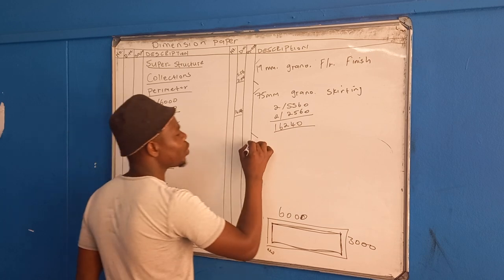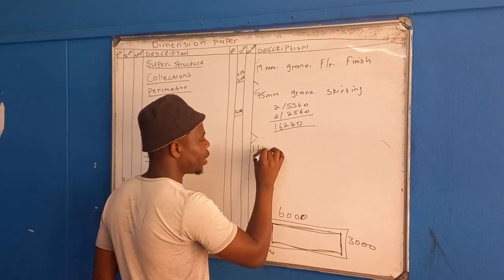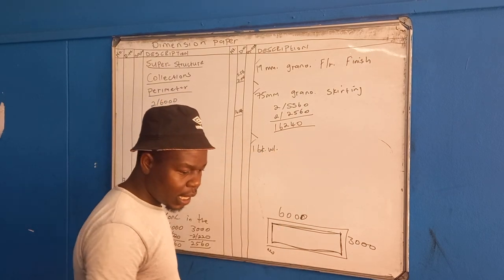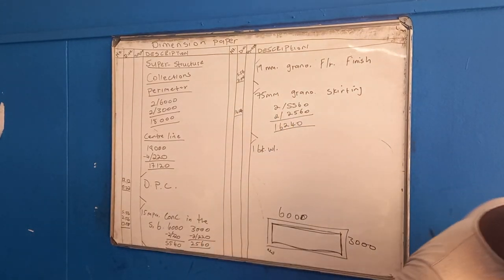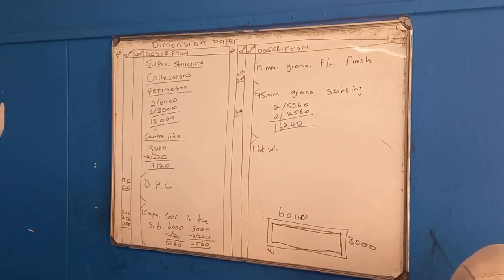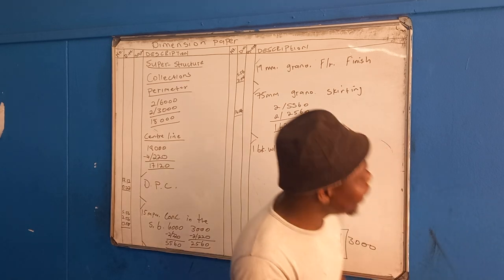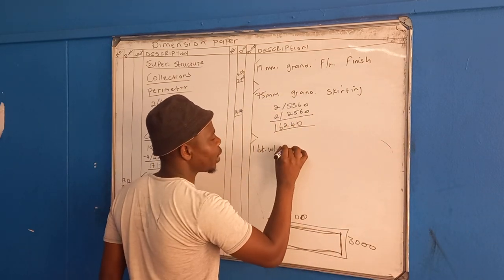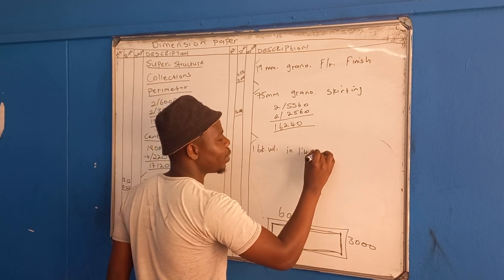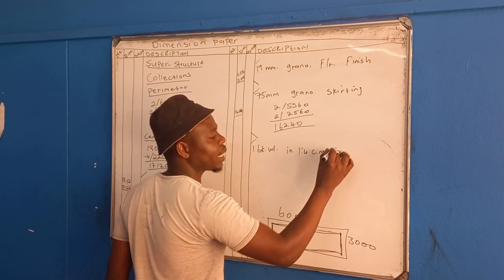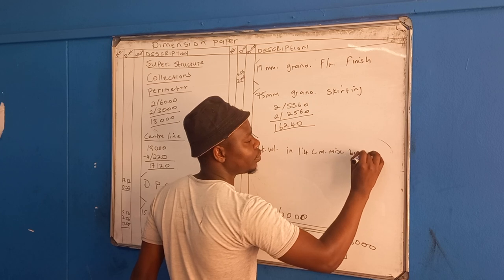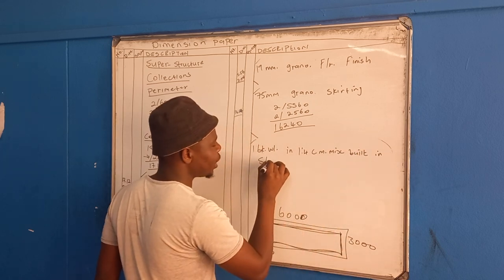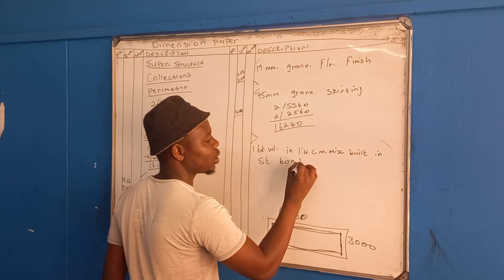So we open, we say one brick wall, and then what did they say? Did they say anything about the ratio? They did not say anything about the ratio, they just said brick wall built in stretcher bond. Okay. So we say one brick wall in 1:4 cement mortar mix. Okay. Built in ST, which is stretcher bond, right?